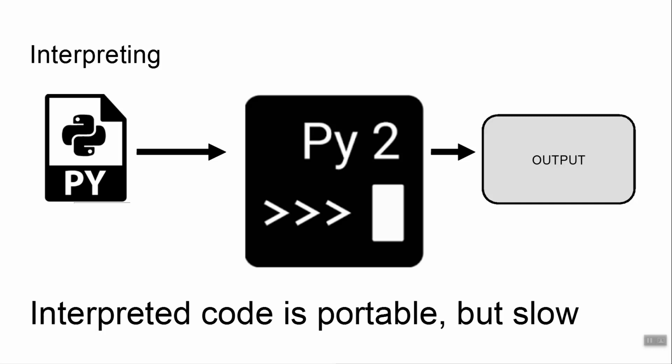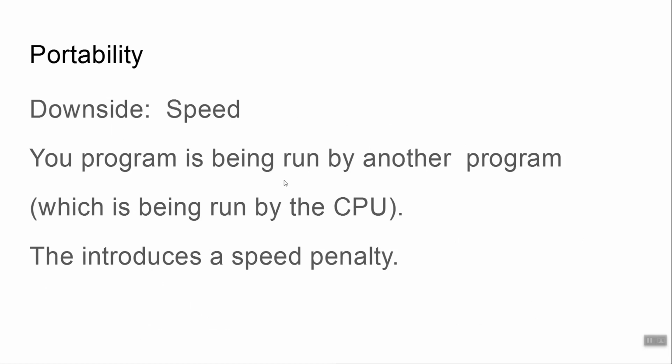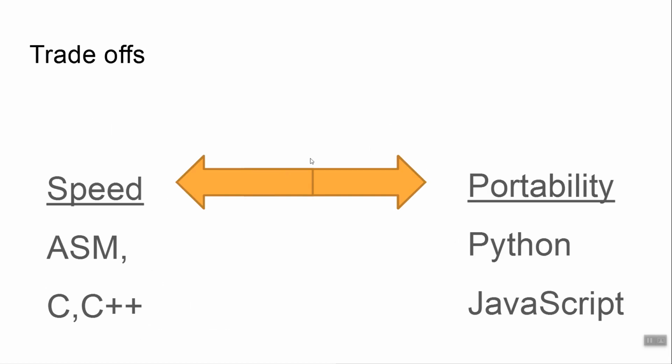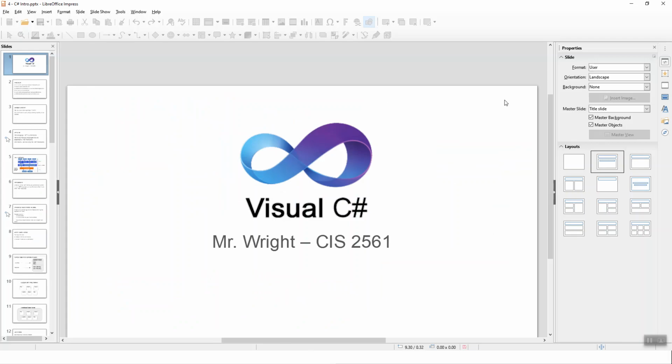Before I blast off here, let me do a demo. So here's what we're looking at, the trade-offs. Compiled languages are fast, interpreted languages are slow. So let me do my little demo here, and I'm going to show you the speed difference between compiled code and interpreted code. And then we'll talk about how this relates to Visual Studio.